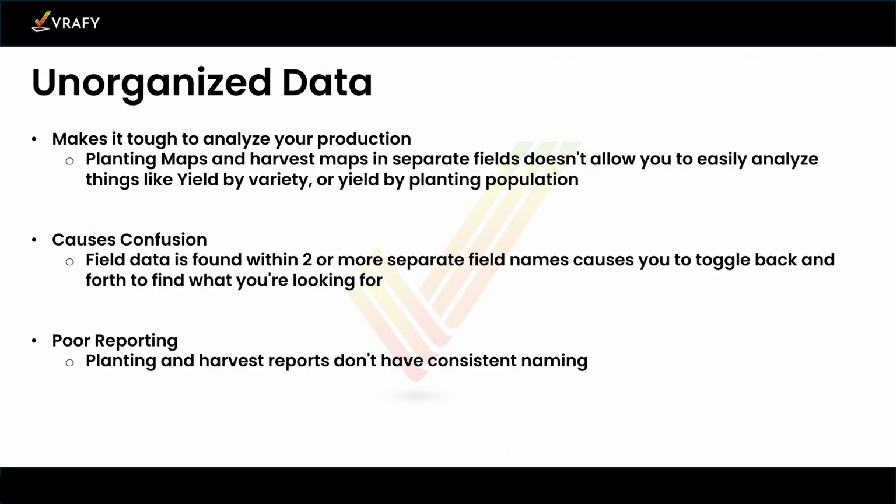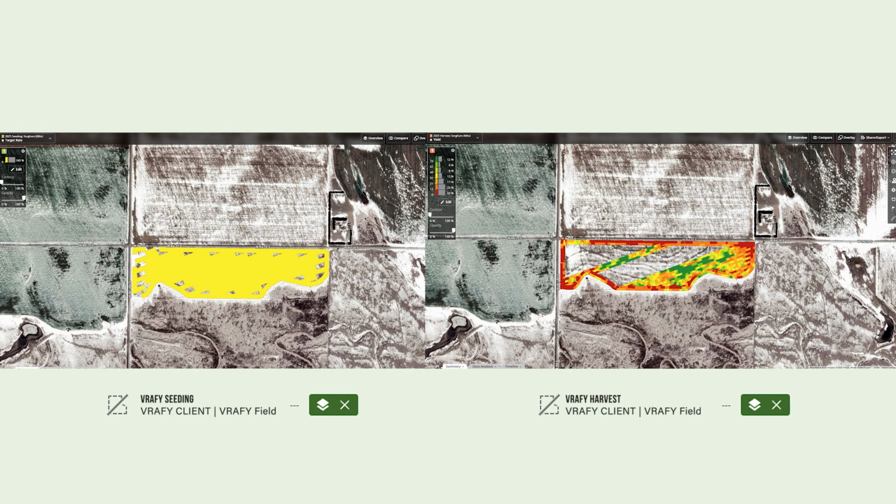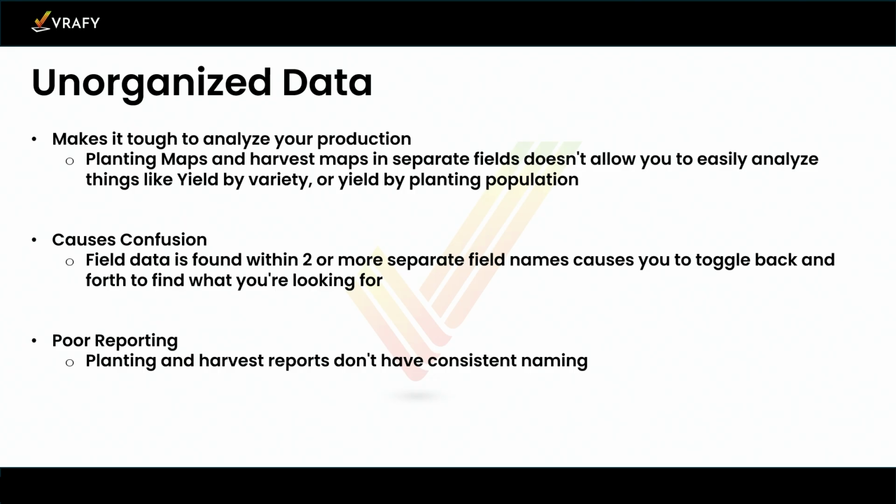The most common issue we see is within your client farm field setup. You may see your yield data show up in one field and your planting data show up in another. This makes it impossible to analyze your production in depth. It also causes confusion in your monitor, especially if you need to regain your coverage to finish field work on a different day than when you started.